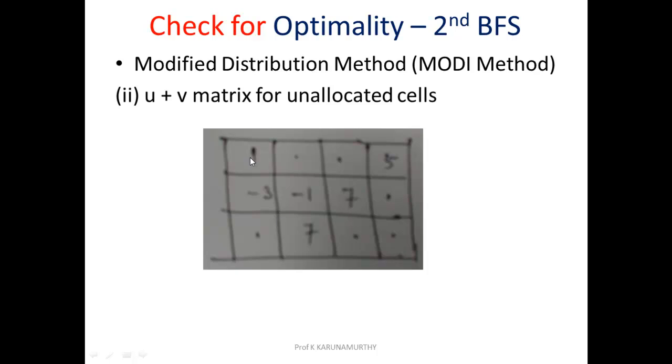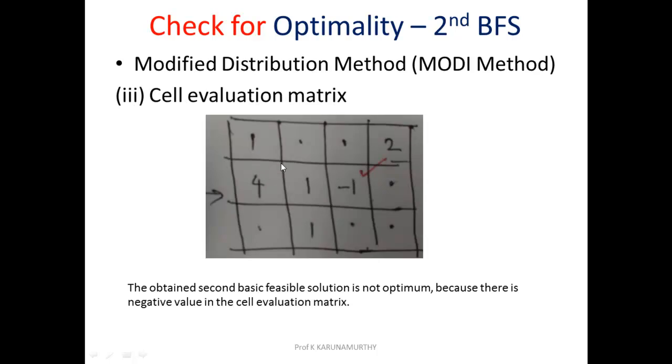From the original cost matrix we are going to subtract the values that are there in the U plus V matrix for unallocated cells. That we call the cell evaluation matrix. So here we have written the cell evaluation matrix. Again for the second basic feasible solution also, the cell evaluation matrix has a negative value. That means the obtained second basic feasible solution is not optimum. So we have to iterate for optimality.